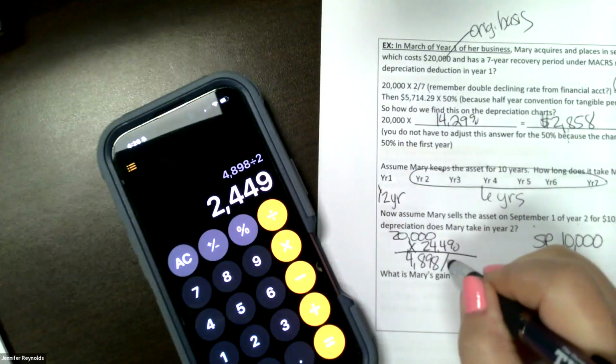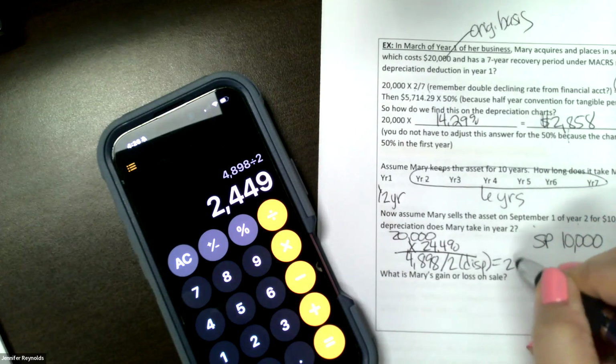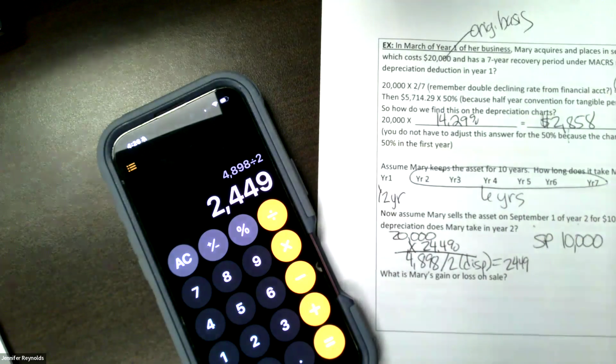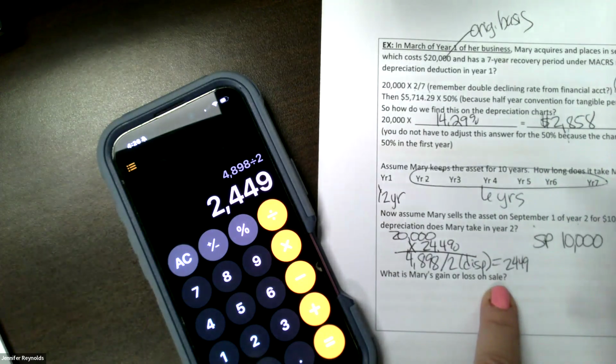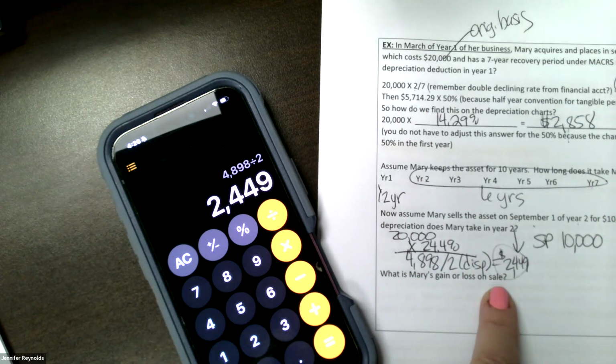All right, is 48.98. Can she take that much depreciation? No, we've got to divide it by 2 because this is the year of disposition. Divided by 2, because we're disposing of it, equals 2449. So that's my answer there. She could take $2,449 of depreciation in year 2.